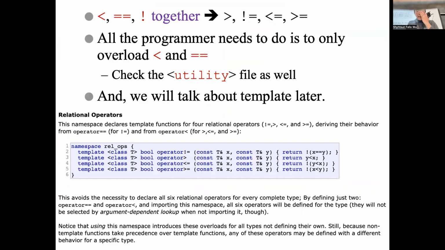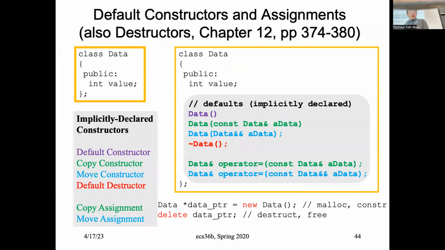Okay, so I think I'm done with this part. Now I'm going to finish chapter 12 with the three constructors, which are in your textbook from page 374 to 380. So in C++, there are three kinds of constructor. One is called default constructor, one is called copy constructor, one is called move constructor. Of course, you have another one called default destructor. You can actually delete things when you want to do that.